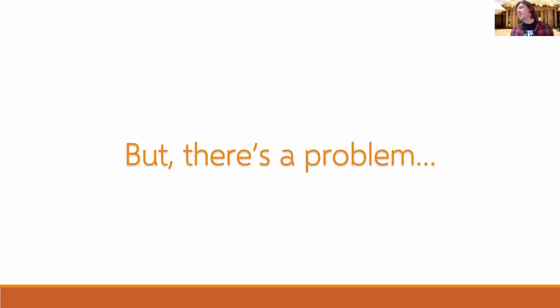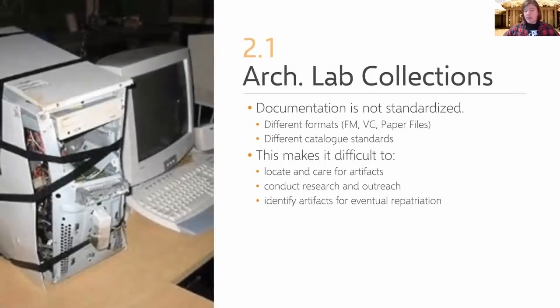So we've got all these great collections here at the U of M, but there's a problem. We don't have a complete catalog for all of our artifacts, meaning that if someone wants to find and compare artifacts between sites, they have to search through each site catalog separately. This makes it difficult to find artifacts and any information really related to them.